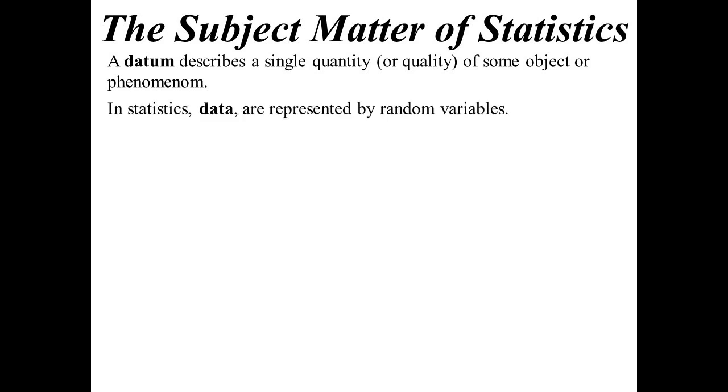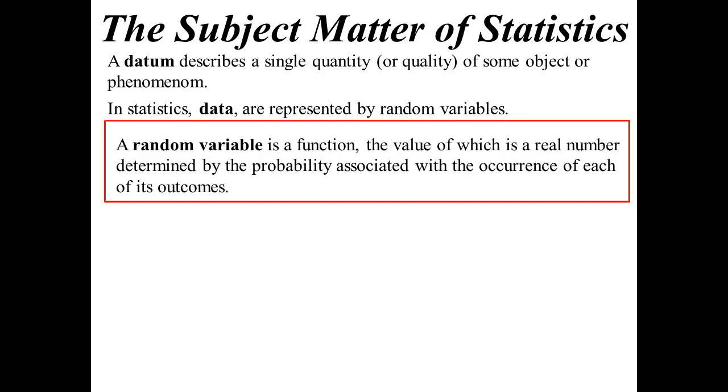So in statistics, the data we represent with random variables. What is a random variable? A random variable is basically a function. And the value of it will be a real number, and that real number is determined by the probability of it happening. Now, random variables can be either numeric or categorical.